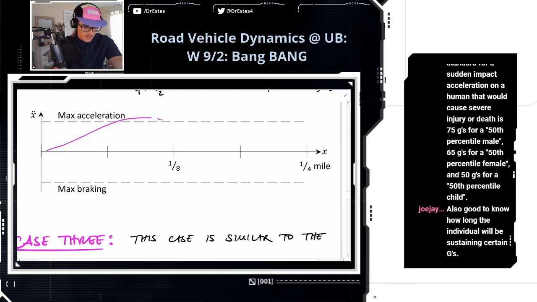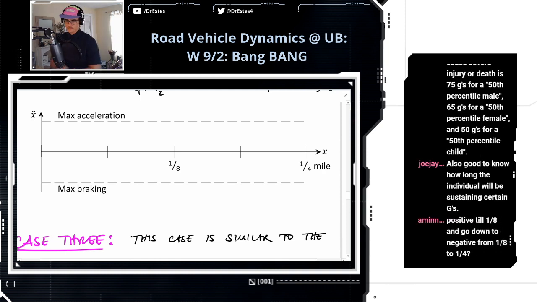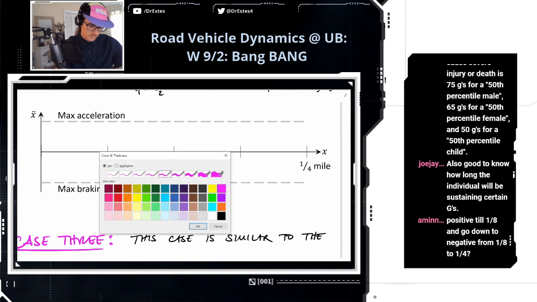So yeah, do you do something like this? So draw what you think. I'll give you like 10 more seconds. Don't think about it too much. Positive till 1/8 and then go down to negative from 1/8 until 1/4. Yes. Okay, so let's draw this.